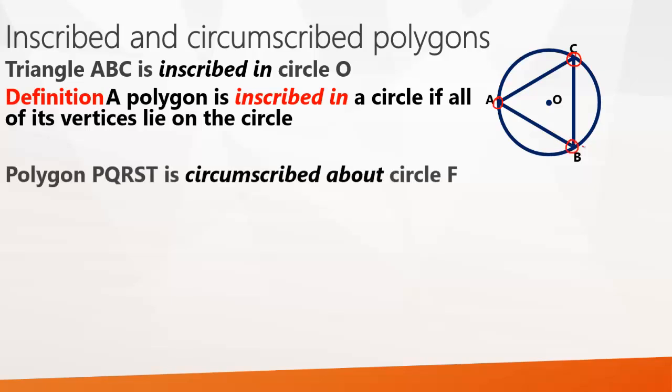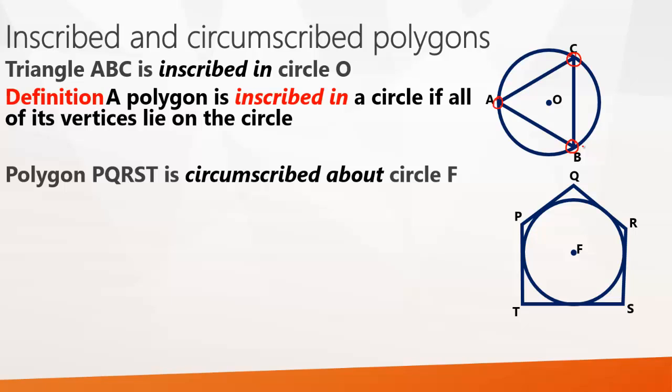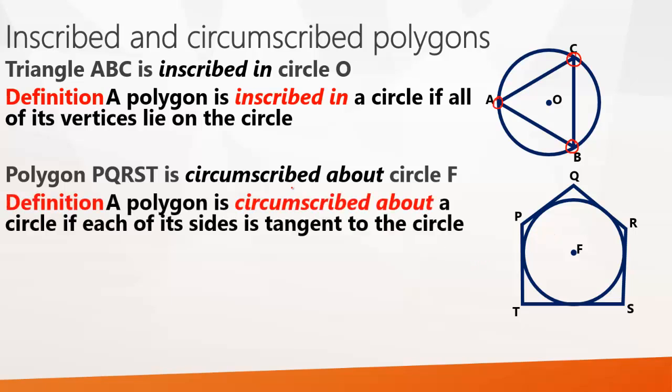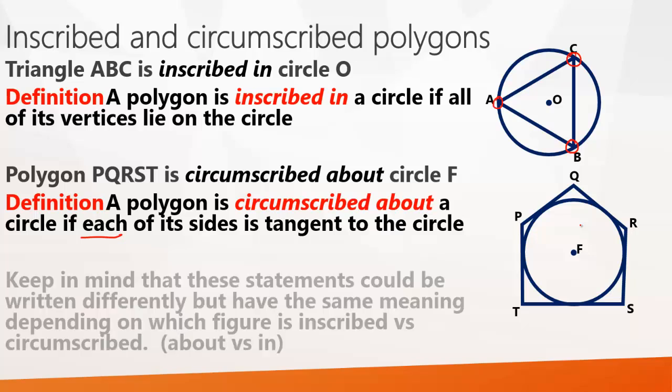Now if I said polygon PQRST is circumscribed about circle F, that means the polygon is on the outside, the circle is on the inside. And for that, a polygon is circumscribed about a circle if each of its sides, so every single side, has to be tangent to the circle, so that means it has to be touching at exactly one point.